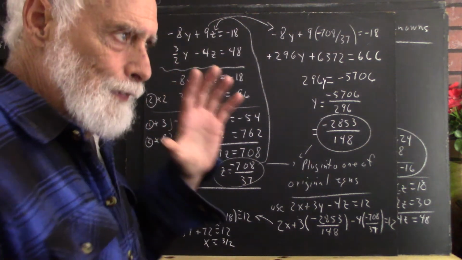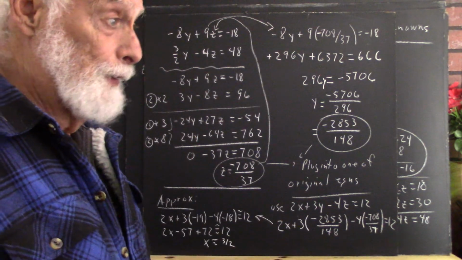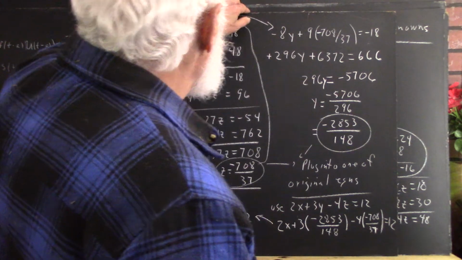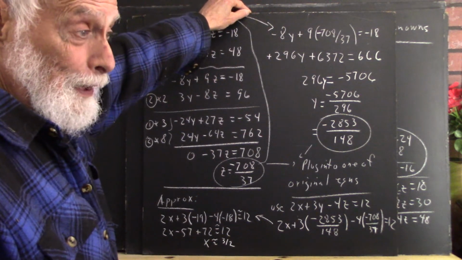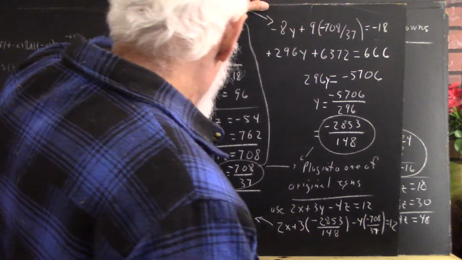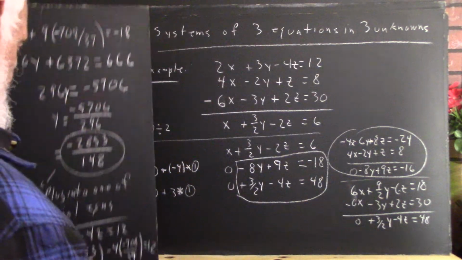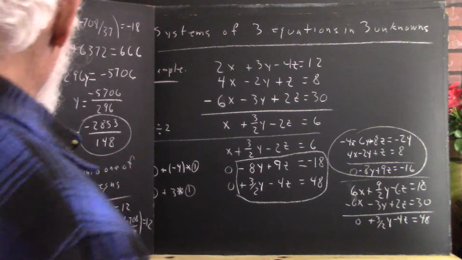Now, there's a very good chance none of this is going to make any sense. If it does, I'm going to be real surprised. There's too much arithmetic there, too many mistakes, too many opportunities to make mistakes. And I'm making way too many mistakes these days.